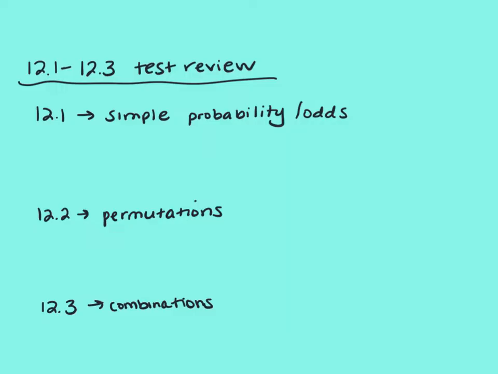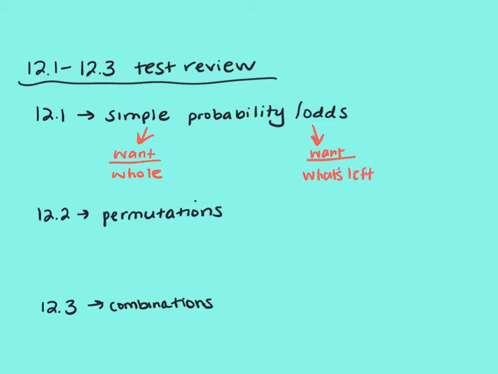Let's talk about your review real fast. Remember, 12.1 was the simple probability and the odds questions. Simple probability is like taking something out of a box or out of a bag. For simple probability, we want what we're aiming for over the whole thing, so the whole amount. And then the odds would be what you want over what's left.